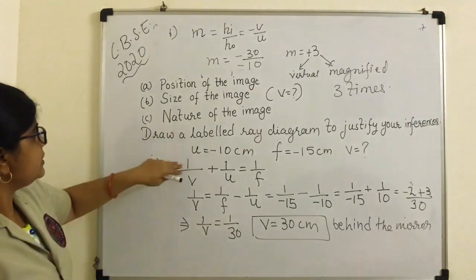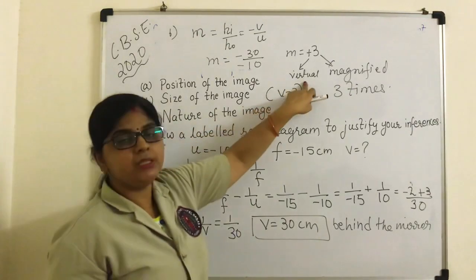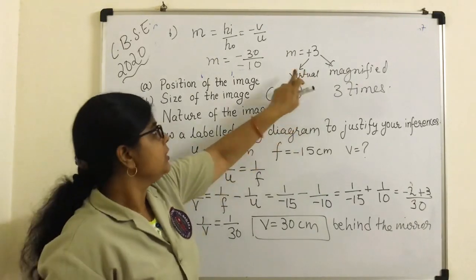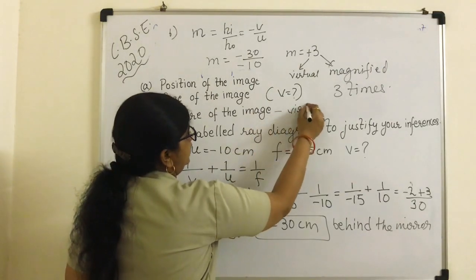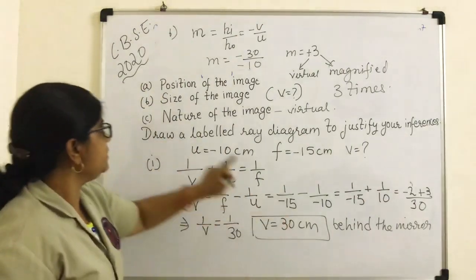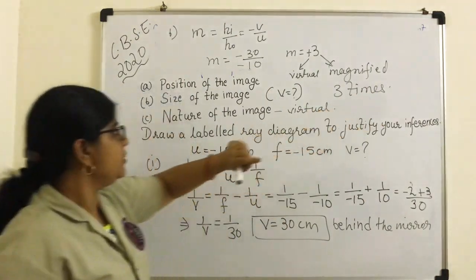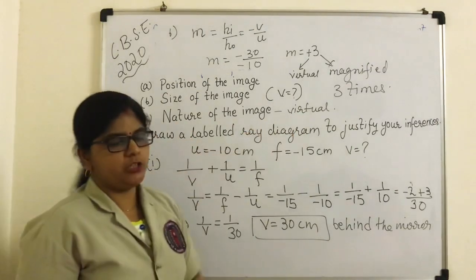What about the last part, nature? Nature means it is virtual or real. We have already said it is virtual. So third part, the nature of the image is virtual. So position also we have found, 30 centimeter. Size is 3 times magnified, 3 times the size of the object, and nature is virtual.